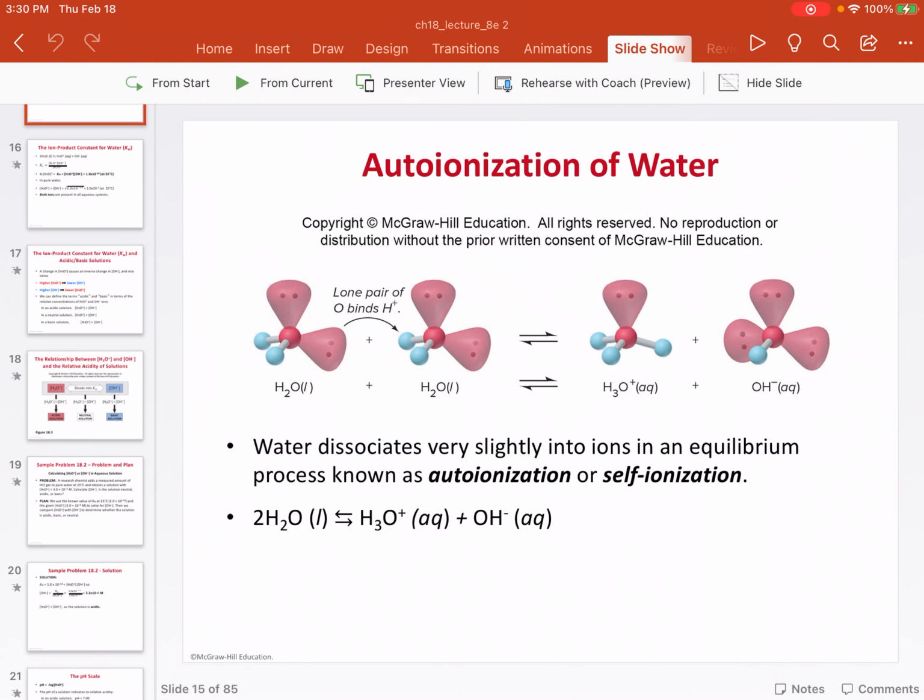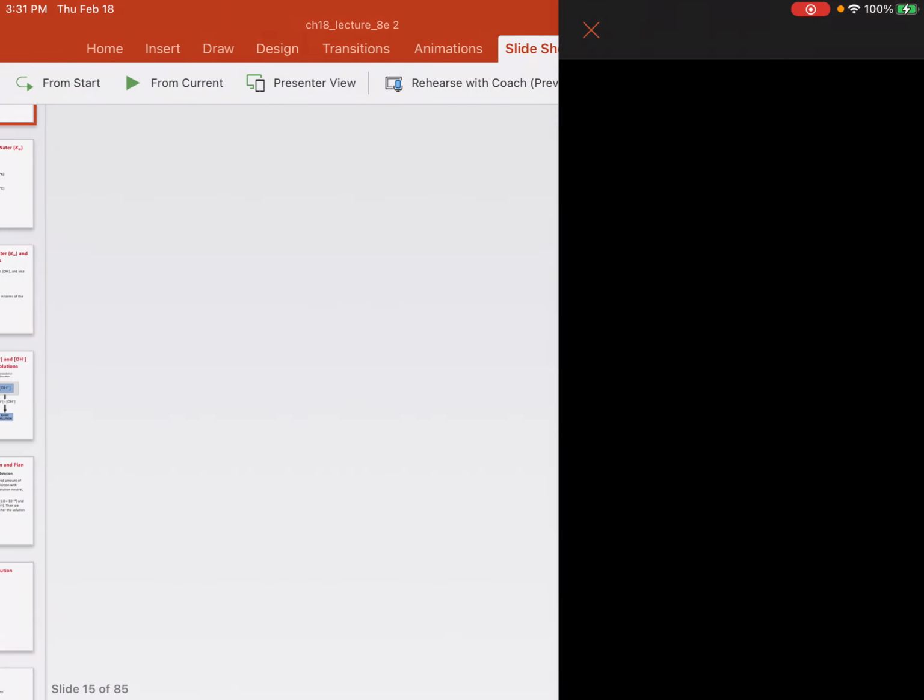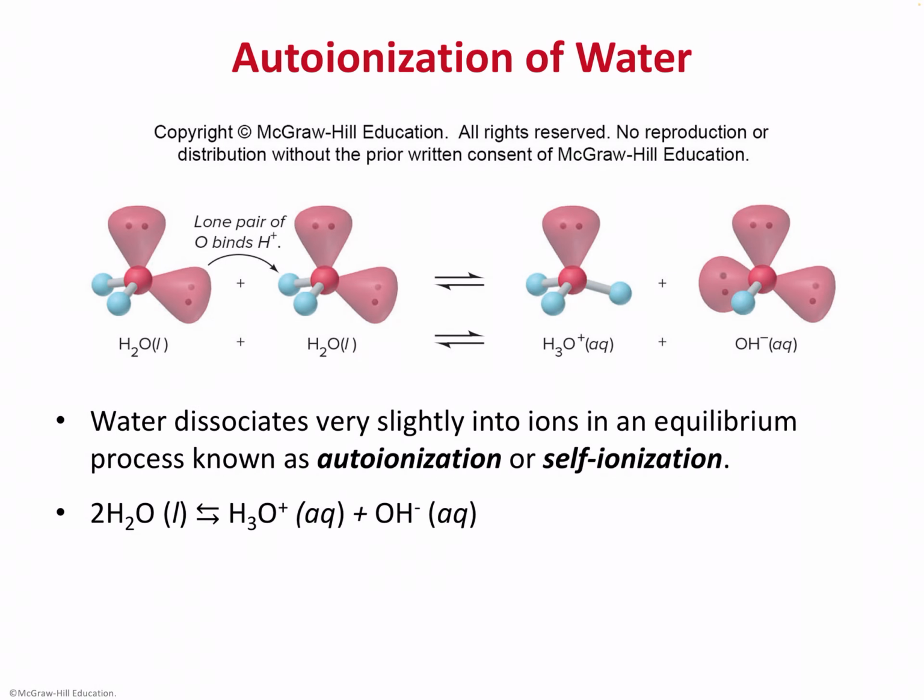Okay, all right, so this is the second session for our chapter 18. Let's see, so we talked about autoionization of water in the last slide, right? So we talked about how two water molecules can take up one proton, hydrogen, from one water molecule and become a hydronium ion and a hydroxide ion. We said that is called autoionization or self-ionization of water. Okay, so basically two water molecules can give you a hydronium ion and a hydroxide ion.